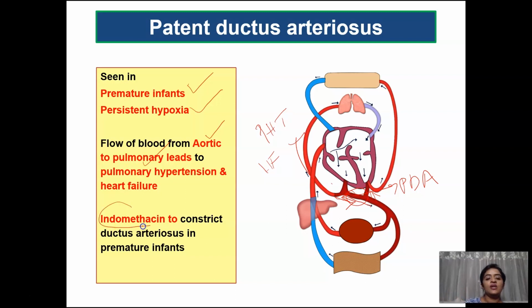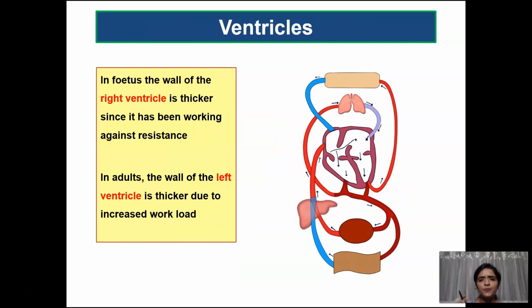So usually indomethacin is used to constrict the ductus arteriosus in premature infants, because, as we have already mentioned, premature infants have a high tendency of having patent ductus arteriosus. So in premature infants, indomethacin is given to constrict the patent ductus arteriosus.